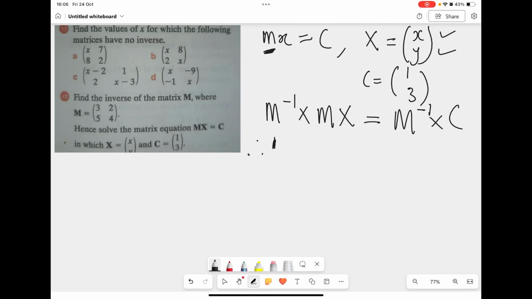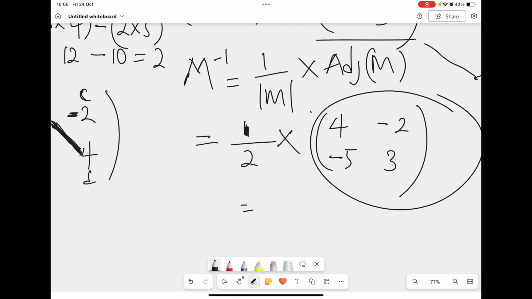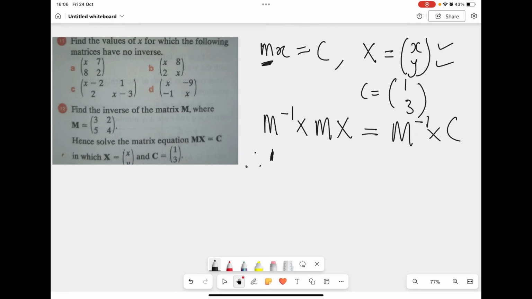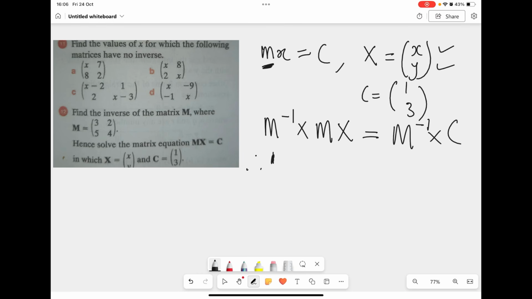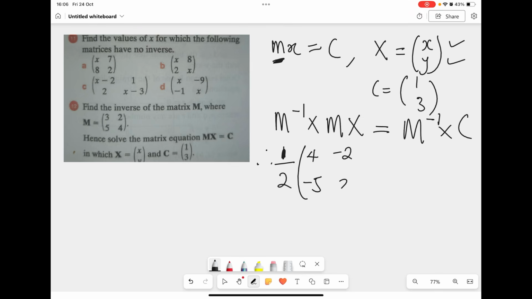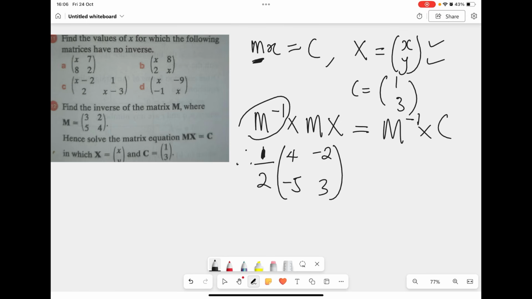But remember, inverse is 1 over determinant times adjoint. I think I have my adjoint somewhere around here. 4, minus 2, minus 5, 3. Yeah, that's why I didn't clean it. So that's it. So I have my adjoint. So I'm going to do 1 over 2, 4, minus 5. That's my adjoint. Minus 2, 3. That's it. Then that's for this, that's for this, that's for that.